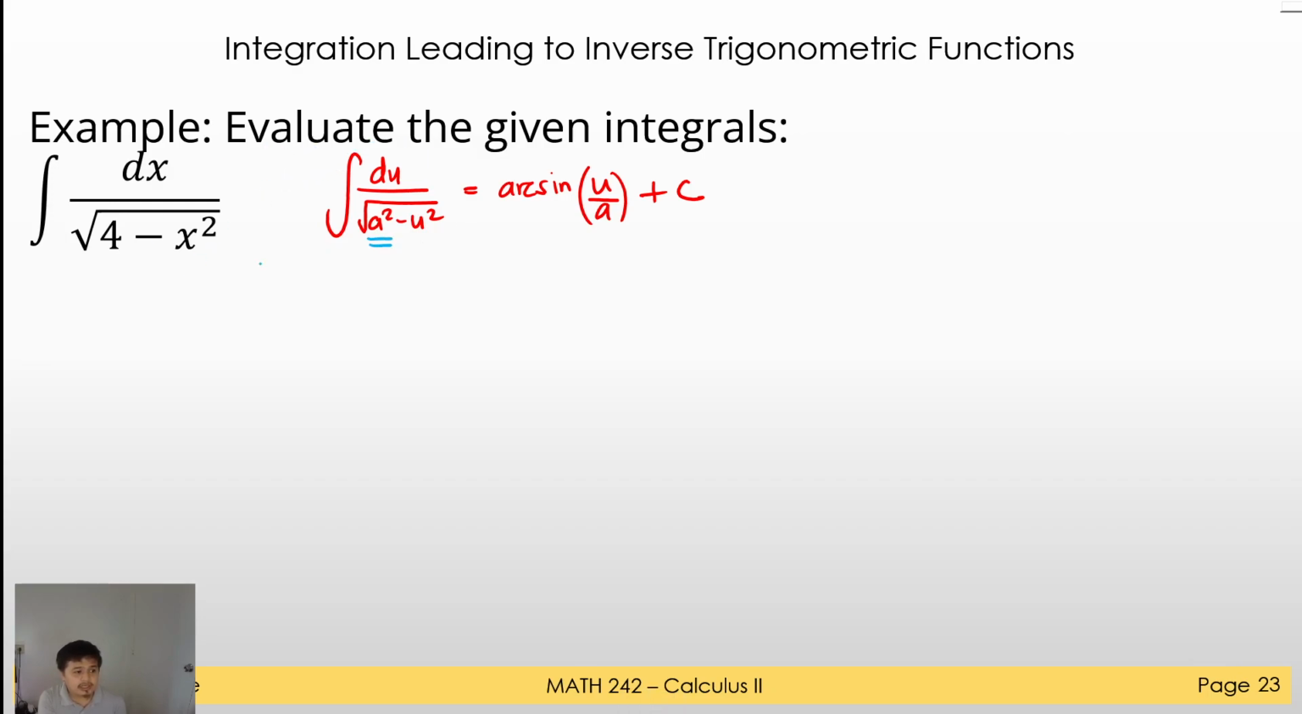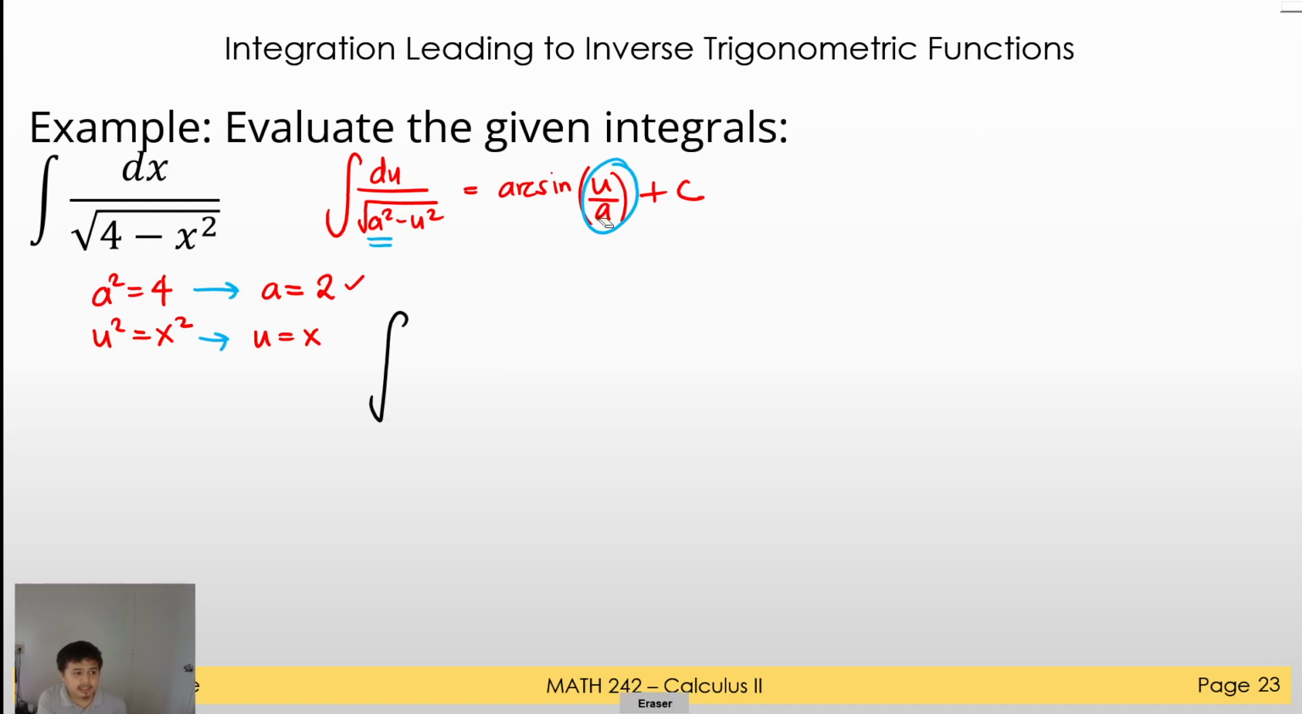So the a squared here is equal to 4, and the u squared here is equal to x squared. The square root of a squared is a, and the square root of 4 is 2, so a is equal to 2. Then, we already know the a and the u. So u is equal to x, and therefore we can just substitute the values here.